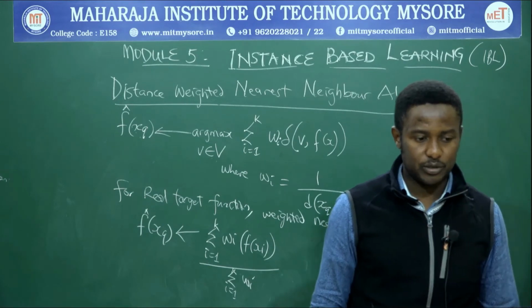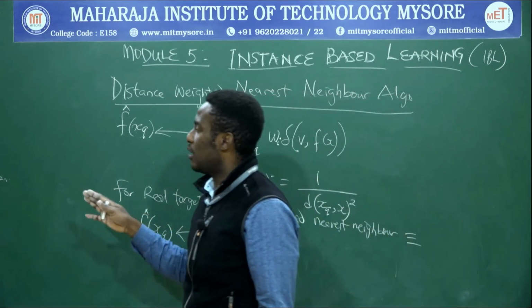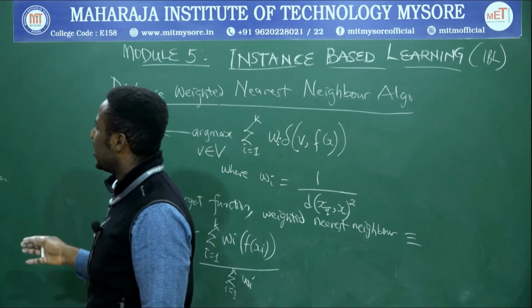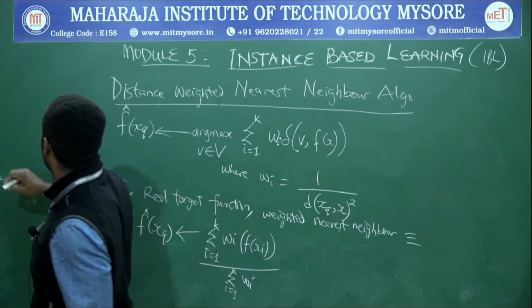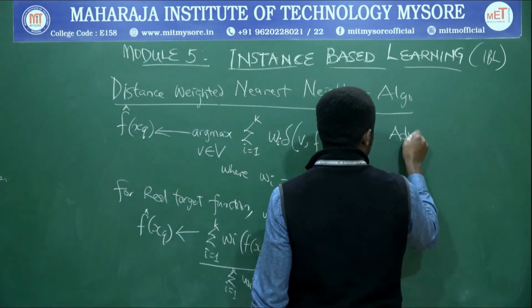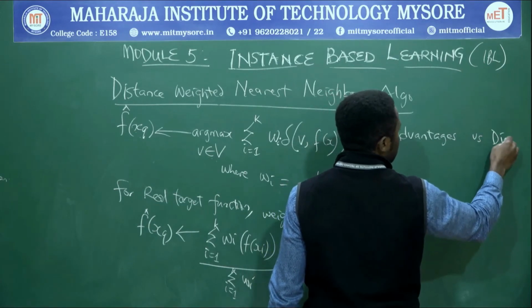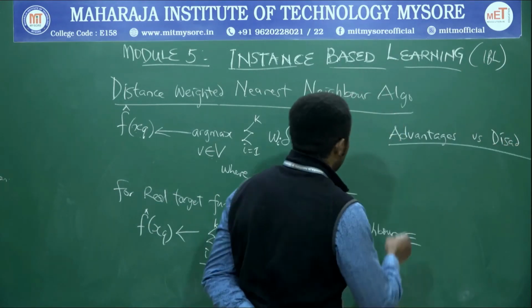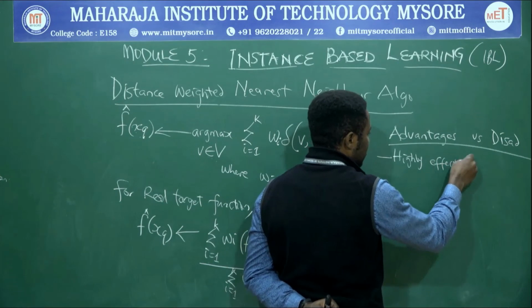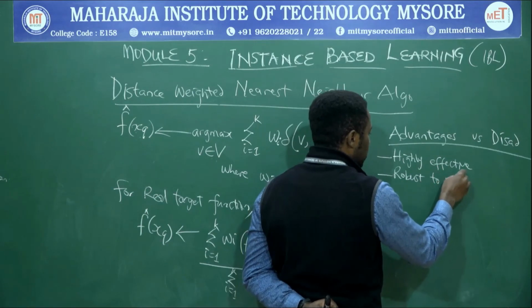That leads us to the next thing. Now that we have seen algorithms of KNN and some concepts, and we are able to calculate the distance and weighted measure, why don't we talk about the advantages and disadvantages? So that leads us to advantages and disadvantages. So first we say highly effective. Robust to noisy data. Robust to noisy data.